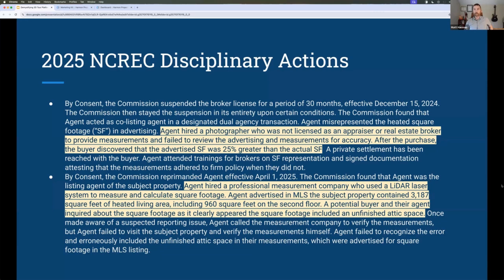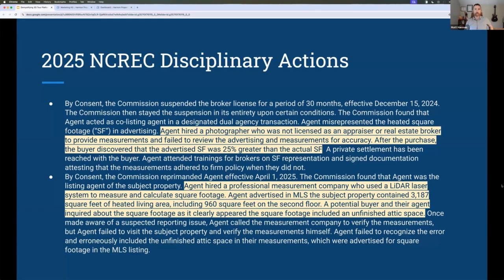In this first one, the agent misrepresented the square footage. They hired a photographer who was not licensed as an appraiser or a real estate broker to provide measurements, and they failed to review the advertising and measurements for accuracy. After the purchase, the buyer discovered the advertised square footage was greater than the actual square footage. So we're going to talk about that some, like why would they hire a photographer? We're going to talk about why that is and what's going on there. It's related to the app on the cell phone piece we just talked about.